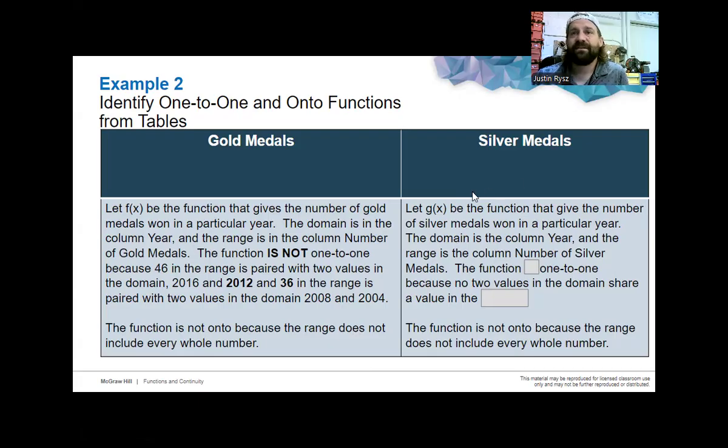All right, so if we look at silver medals here, in that particular year, it's kind of the same thing. The domain would be the years. The range would be the number of silver medals. Now, with silver medals, the function is one-to-one because there were no two values that were shared from the domain. Okay, so the range had all unique values. All right, the function again is not onto because it doesn't include every whole number.